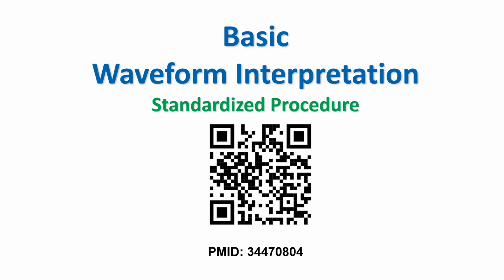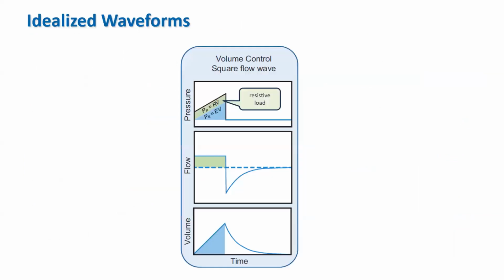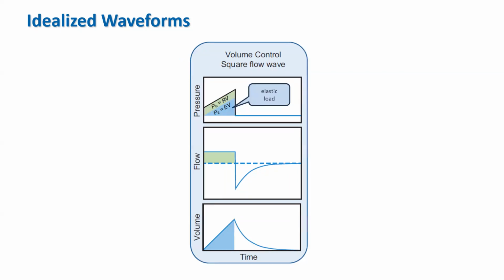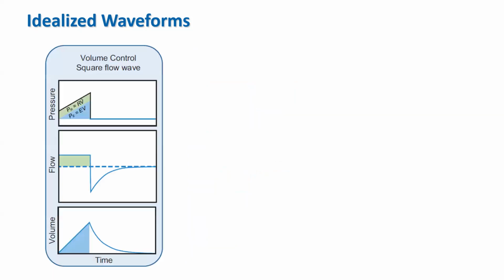Now, let's move into basic waveform interpretation. Waveform interpretation, like ECG interpretation, depends on your memorization of idealized waveforms that represent basic modes. Here are the pressure, flow, and volume waveforms for volume control with a square constant flow waveform. The green shaded area shows the pressure due to resistance. The blue shaded area shows the pressure due to elastance. And these pressures just fall out of the equation of motion.